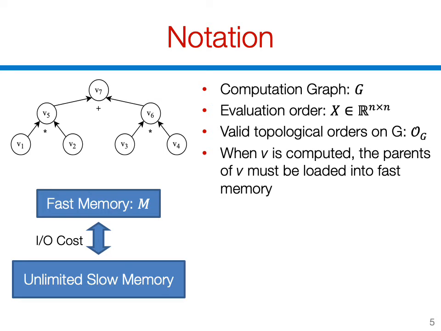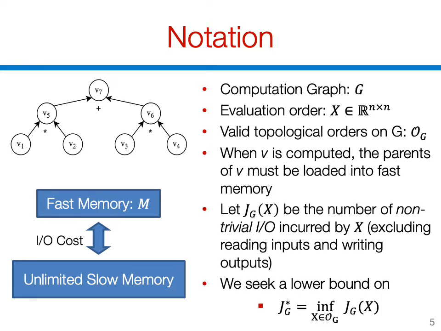First, let's briefly cover notation. Let our input computation graph be G with n vertices. An evaluation order can be represented as an n by n permutation matrix. Valid evaluation orders must be topological on G. A child cannot be evaluated before its parent because the parents are the operands to the child's operation. We assume that when a vertex is computed, the parents of the vertex must be loaded into fast memory. We don't specify an eviction policy, though. Our lower bound thus applies to all eviction strategies.